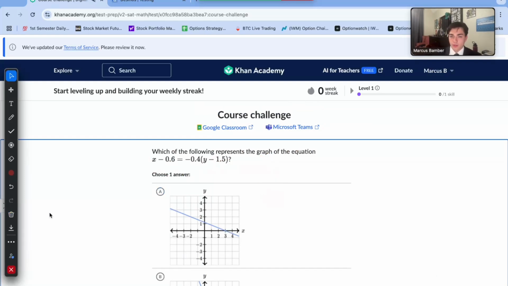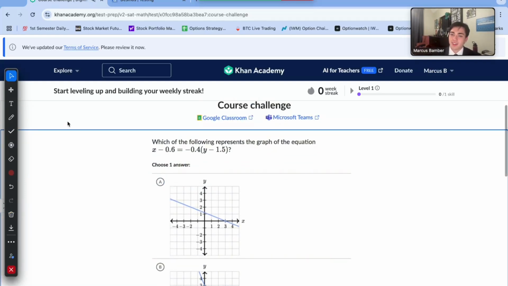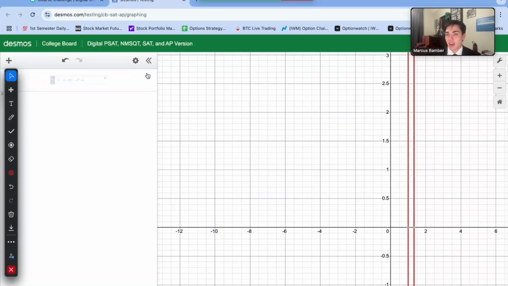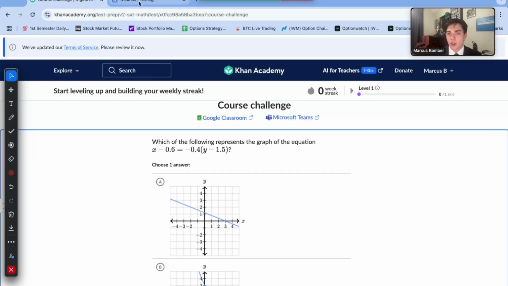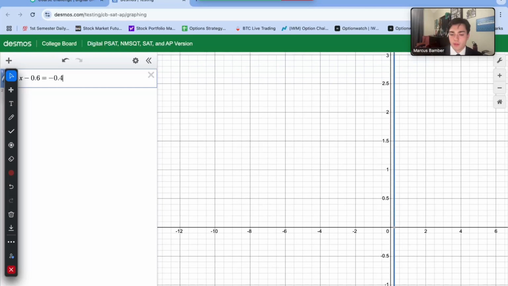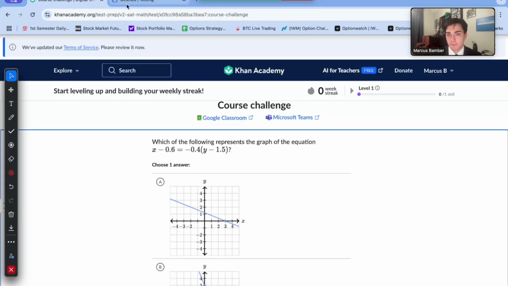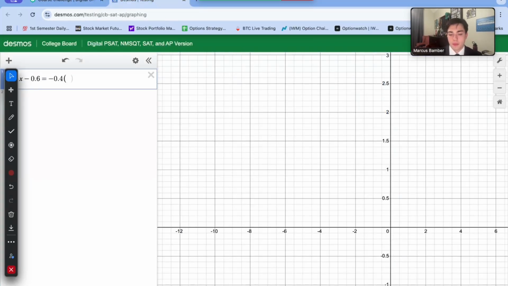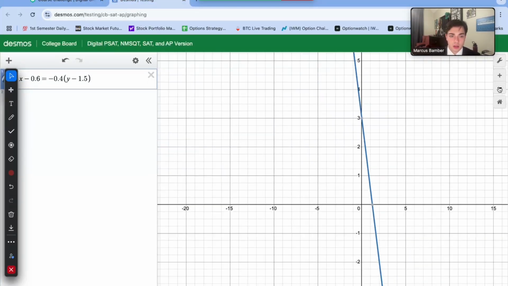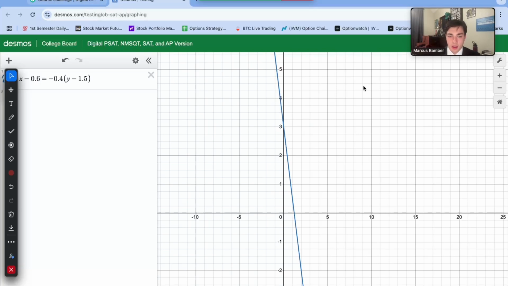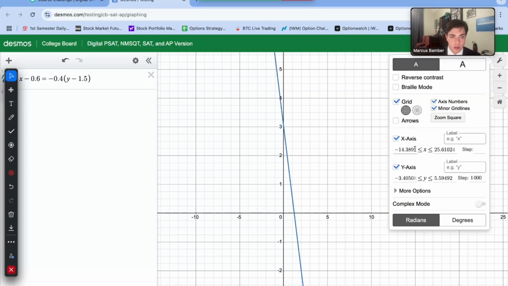Moving on, which of the following graphs represent this equation? When in doubt, Desmos it out. So x minus 0.6 equals negative 0.4 parentheses y minus 1.5. Okay, I'm going to take a look. Our scaling's a little bit off. Let's change it to 1s.